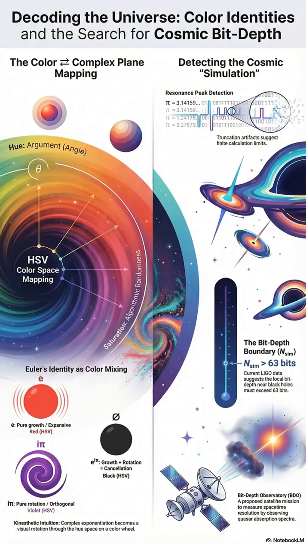It leaves a fingerprint, a truncation artifact. So if we look closely enough at the math that underpins reality, we should see the jagged edges where the computer gave up. That's the theory. If the resolution is finite, the gradients of color we talked about earlier, that slide from red to black, can't be perfectly smooth. At the microscopic level, they have to step.